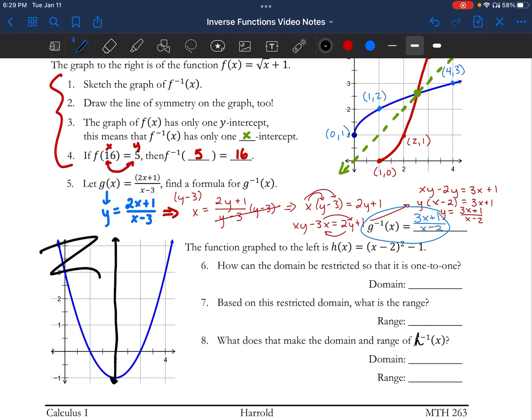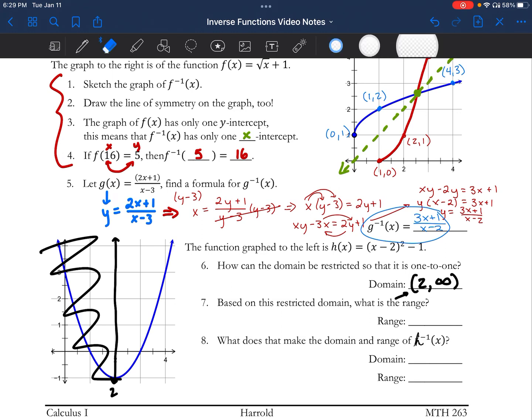And so if I forget about this left side over here, I've now got a 1 to 1 function over here on the right. So I'm going to make my domain from positive 2, that's the x value right here, to positive infinity. And I'm going to use a bracket on that 2, but a parenthesis around the infinity.